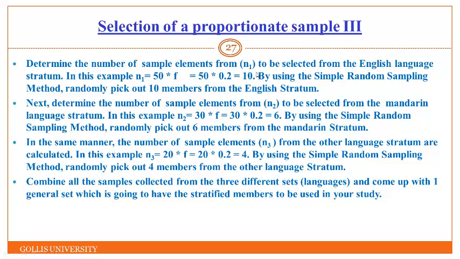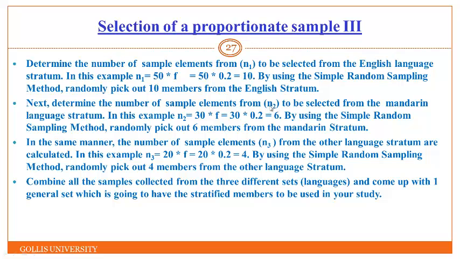Now, determine the number of sample elements to be selected from the English language stratum. In this example, the total population of the people speaking English is 50, times the fraction, which is 0.2 as we had calculated. This will be equal to 10. So from those speaking English, I will select 10. Then by using the simple random sampling method, randomly pick out 10 members from the English stratum. I will be able to select 10 speakers.